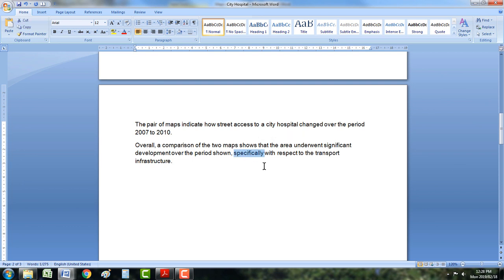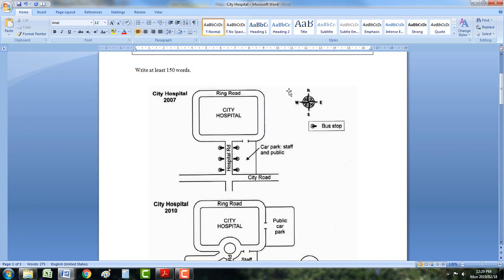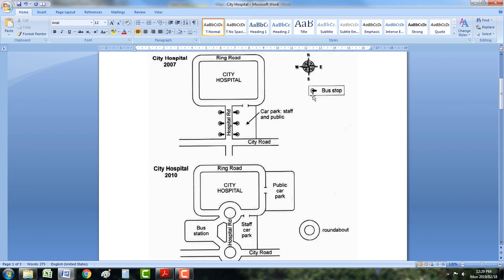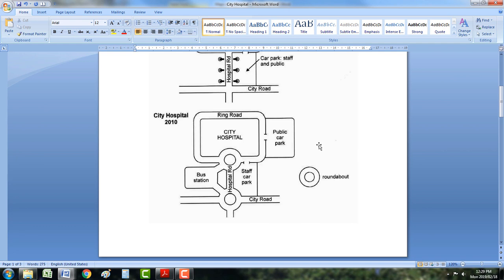So even though I've got the word specifically in my overview, this is still very general. Transport infrastructure. I didn't mention particular streets or names of streets or anything. Great. Then we're going to move on to this map, and we're just going to describe it. That's all. You don't have to panic yet and say how things changed. You want to say there was a city hospital, there was a ring road, there was a hospital road, there was city road, there were 6 bus stops, there was a car park. Please don't think this is part of the map. Some of my students will say, on the far east of the hospital there was another bus stop. That's the key. It's called the key of the map. That's not part of the map.